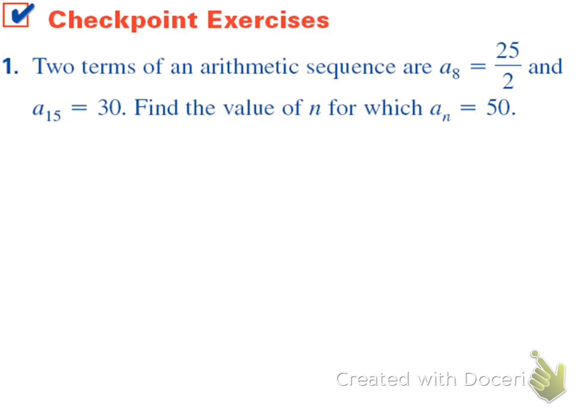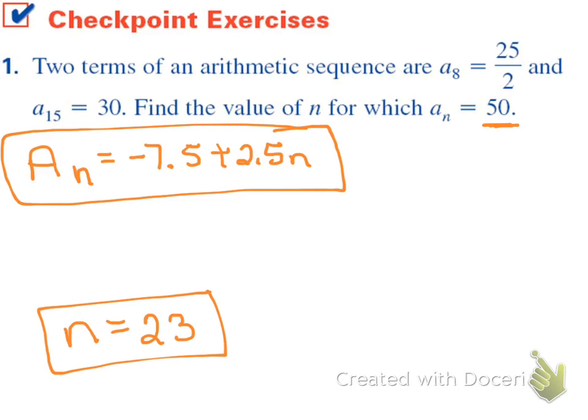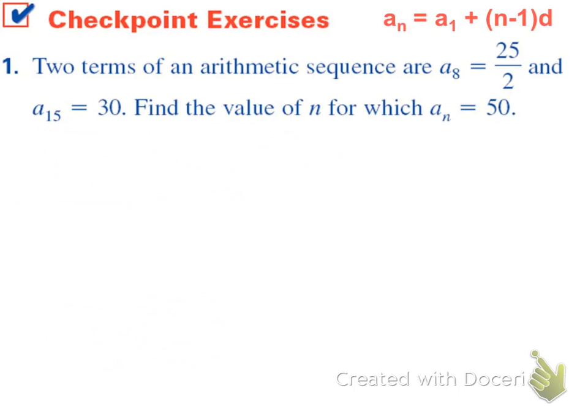All right, hopefully you've paused the video and you've given it a try. You should have found what the rule was for any term. The rule for any term should have been negative 7.5 plus 2.5n. This should have been the rule that you came out with for any term. And then the final answer, which term would give you a 50? You should have found that it was the 23rd term. The 23rd term would be 50. Okay? All right, let's move on to series.